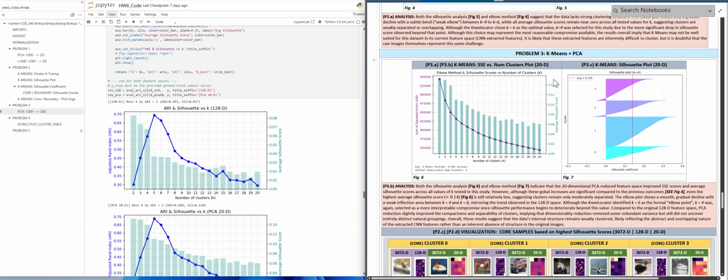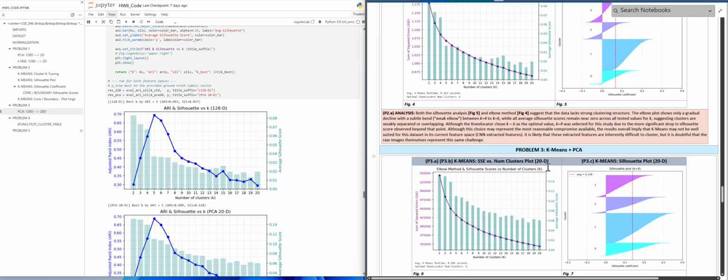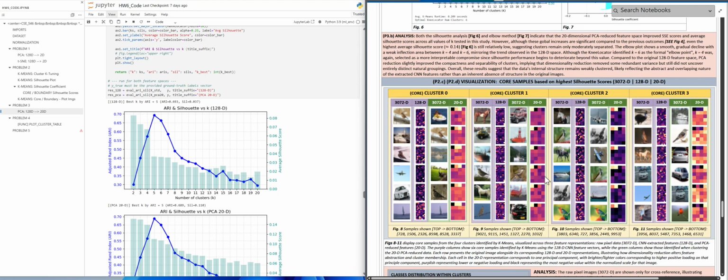Okay, so when we redid this for the 20D, everything got better. The average silhouette score, the maximum silhouette score, the SSE scores, they all improved when the 128 CNN features were reconfigured and compressed with PCA into 20 dimensions. So now we're taking a look at individual images.